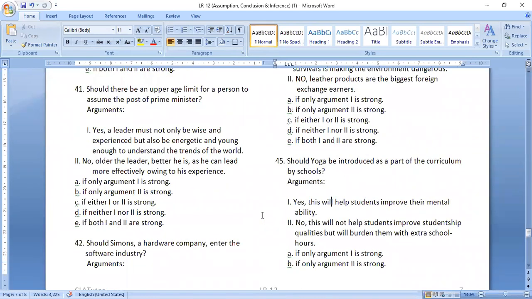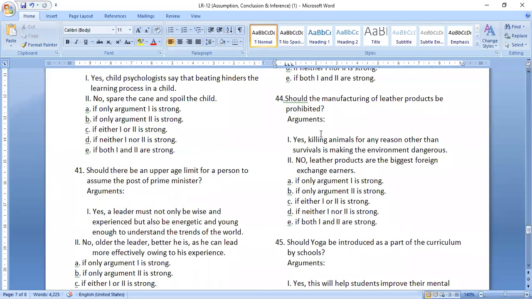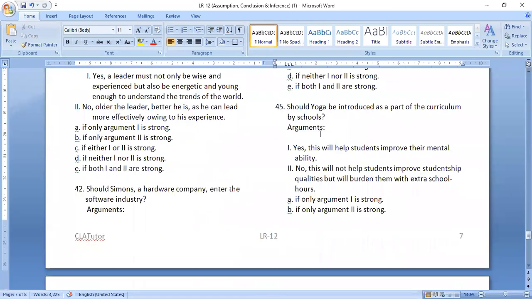So, should yoga be introduced as a part of the curriculum by schools? Yes, this will help students improve their mental health. No, this will not help students improve studentship qualities, but will burden them with extra school hours. So what's the 44th answer? I think we didn't do 44, right? Yeah, we didn't do that. I think we'll do 45 and then go back to 44.